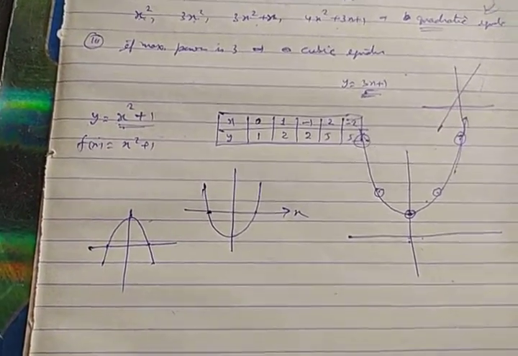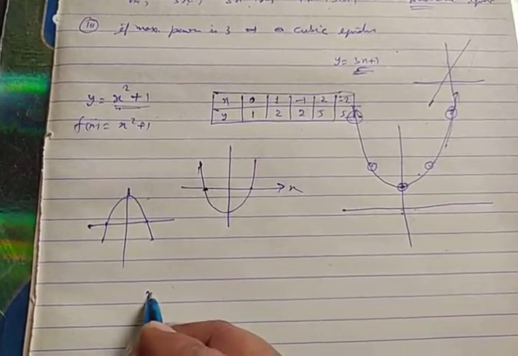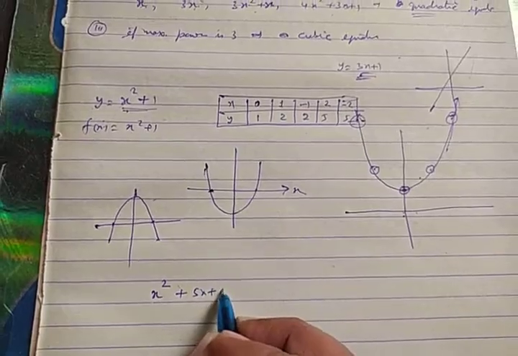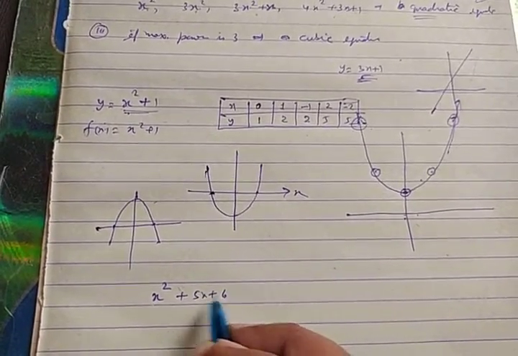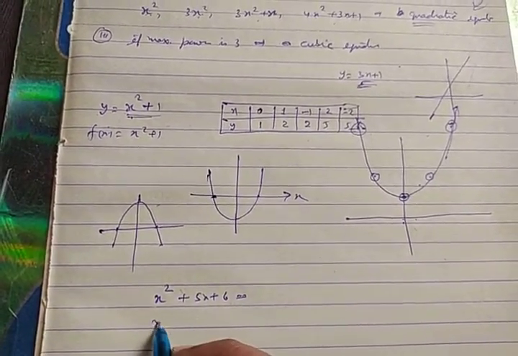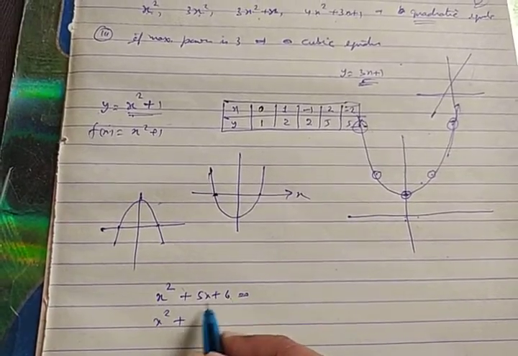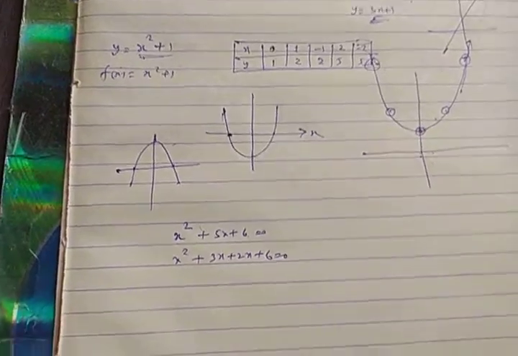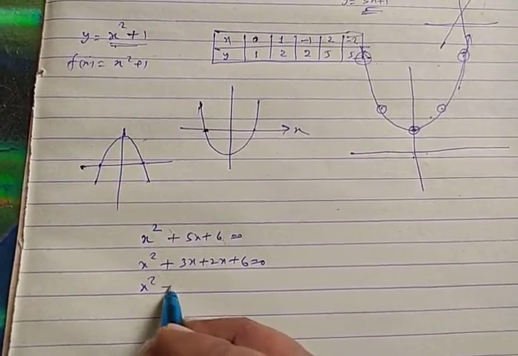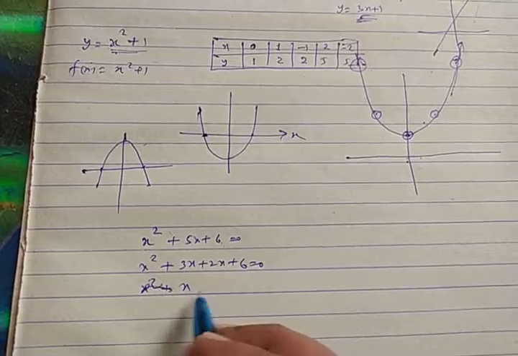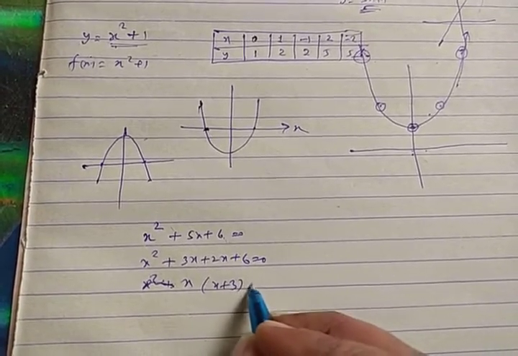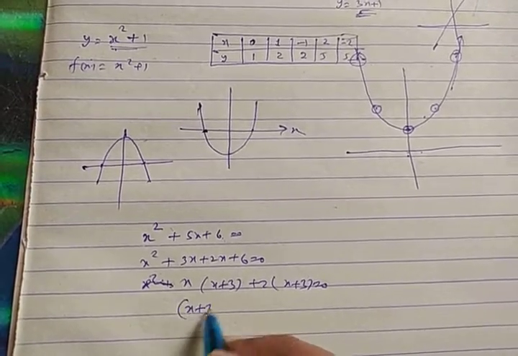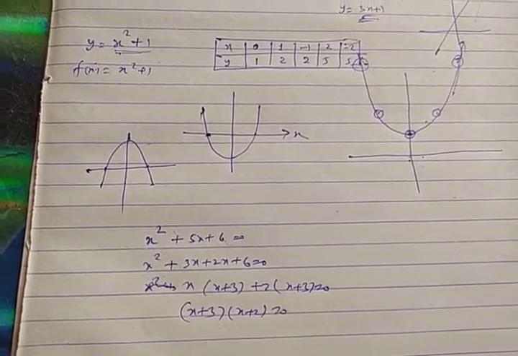What is the meaning of solution? Let us take an example. X square plus 5x plus 6. Suppose this is your equation. Let us solve this. X square plus 3 2 is 6, 3 plus 2 is 5, so x square plus 3x plus 2x plus 6 is equal to 0. X common, x plus 3, plus 2 common, x plus 3, x plus 3 common, x plus 2 is equal to 0.